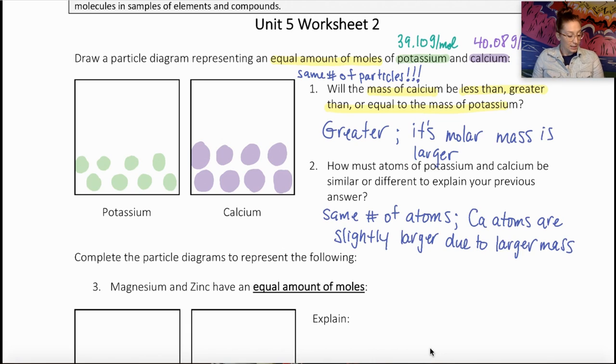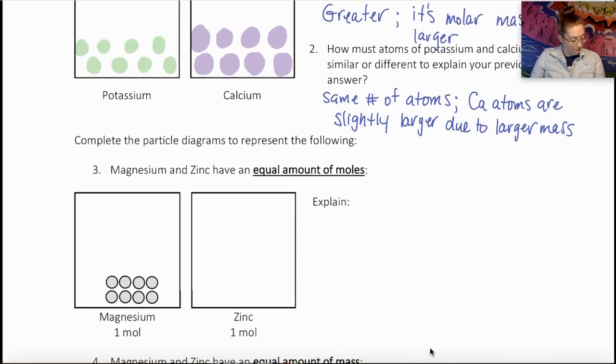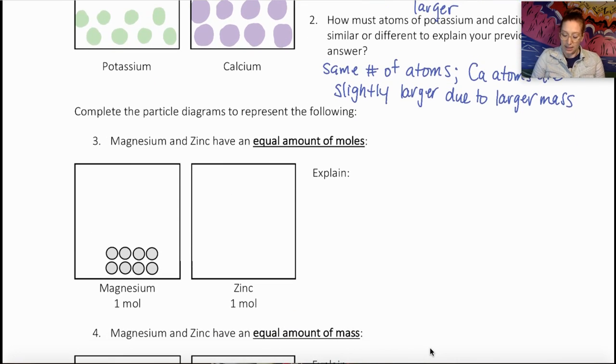Okay. Let's take a look at questions 3 and 4, which is going to be looking at magnesium and zinc. So just like I did before, I'm going to choose a couple different colors to represent these. Magnesium's already represented in gray, so I'm going to go ahead and keep that. And let's do, I don't know, green, or I already used green. Let's do blue for zinc. Okay. I'm going to look up their masses on the periodic table. Magnesium is 24.31 grams per mole. Zinc is 65.39.